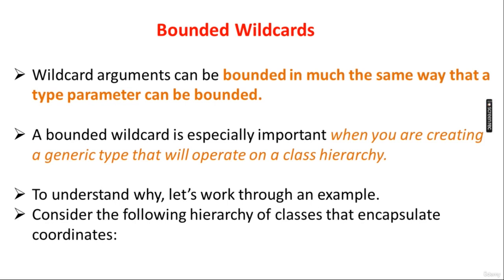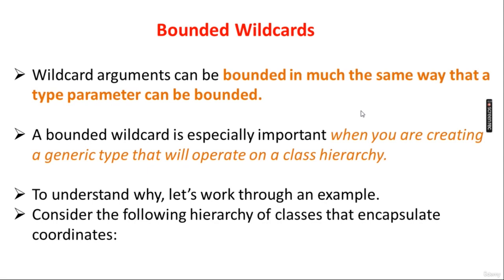Hello friends, today we are going to see some more topics in our chapter, that is generics. So let's start with the bounded wildcards. Wildcard arguments can be bounded in much the same way that a type parameter can be bounded with an upper limit, like we number class. A bounded wildcard is especially important when you are creating a generic type that will operate on a class hierarchy. To understand why, let's work through an example.